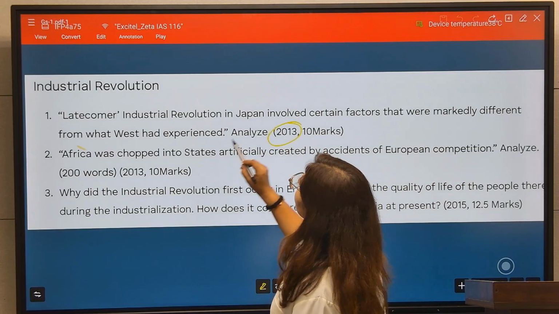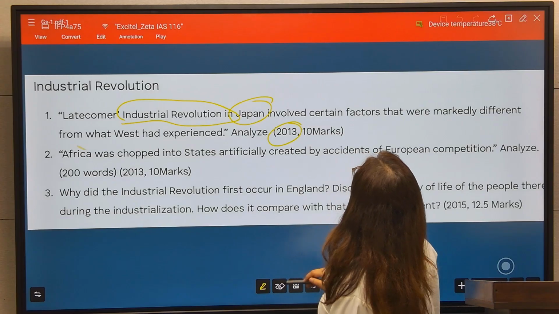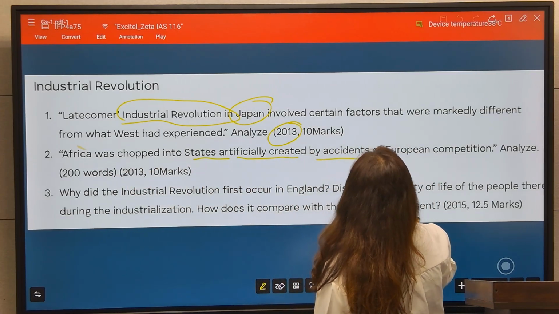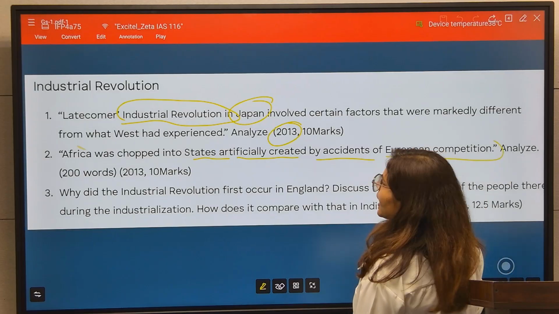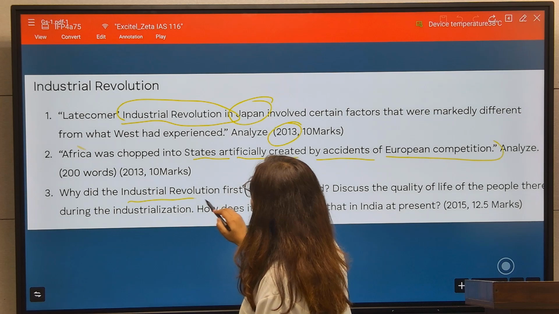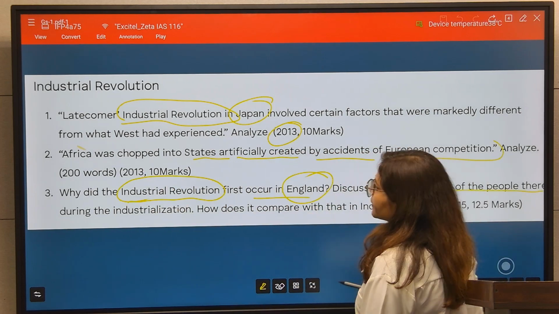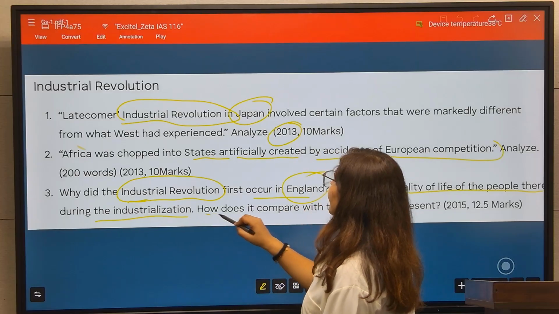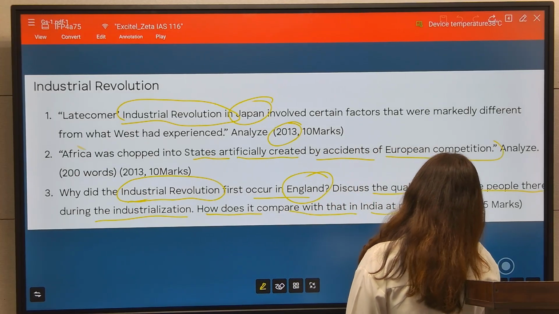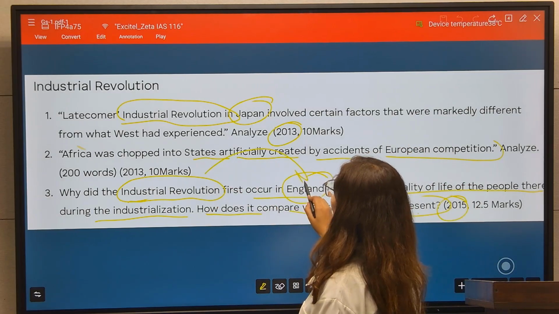See, in 2013 a question was asked on the Industrial Revolution in Japan. Africa was chopped into states artificially created by accident of European competition. Analyze. How did the Industrial Revolution first occur in England? Discuss the quality of life of the people there during industrialization and how it compares with that in India at present in 2050. So, the Industrial Revolution of England.